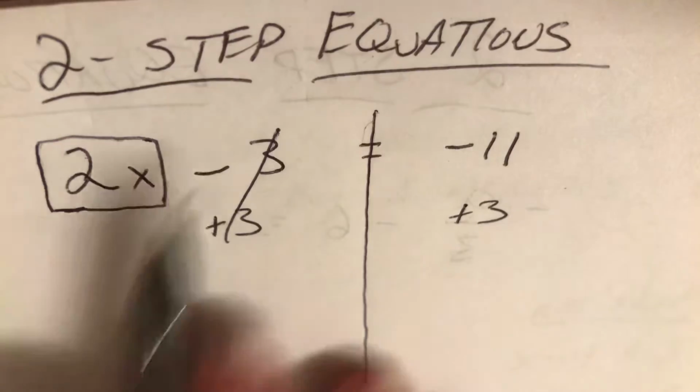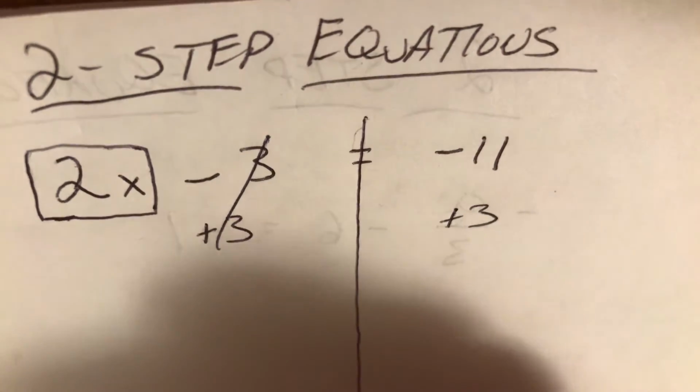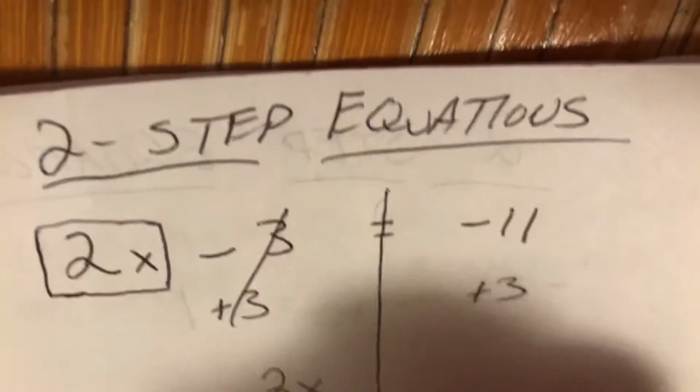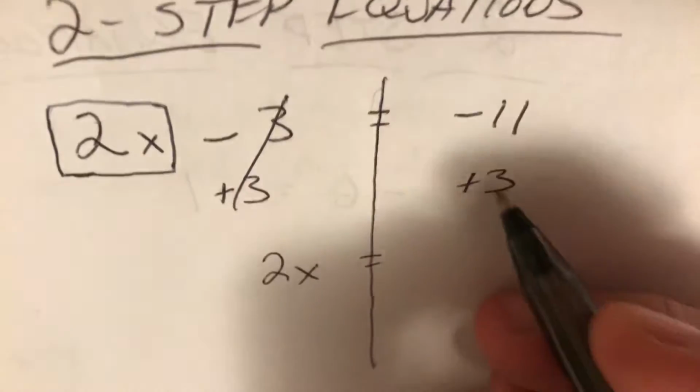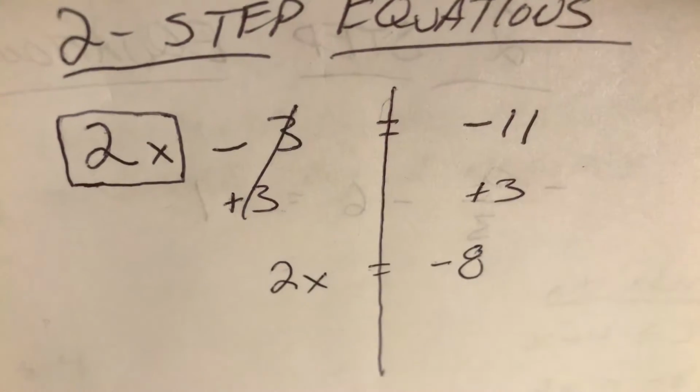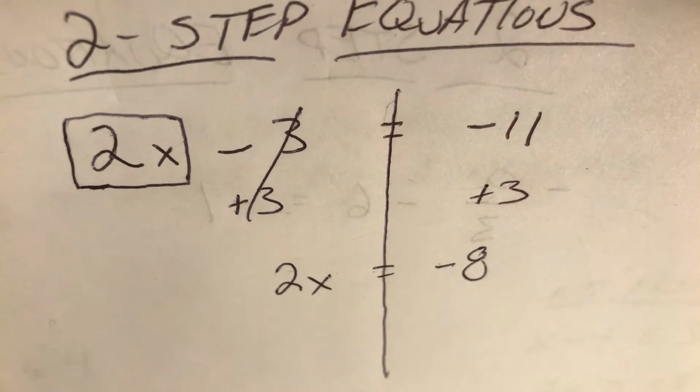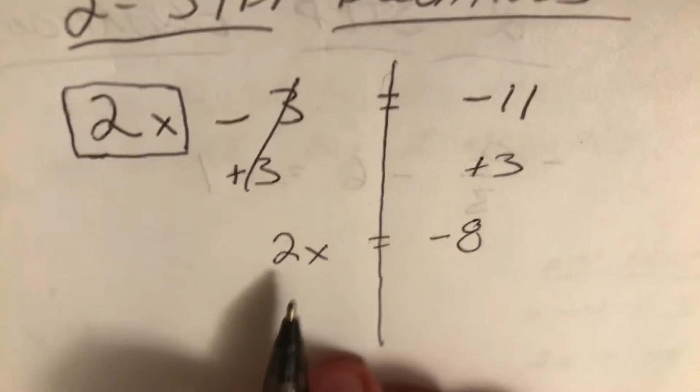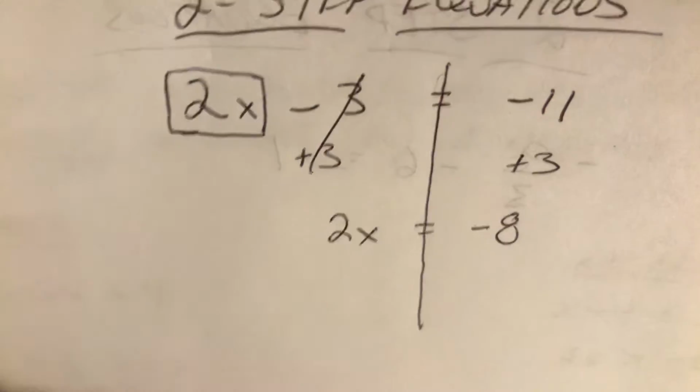Now we've done our first step. Now we're going to float our 2x down the river. And now 2x is equal to, do the math, negative 11 plus 3 is negative 8. Okay. And now where we were last week, right? This is now a one-step equation. 2 times what number equals negative 8?